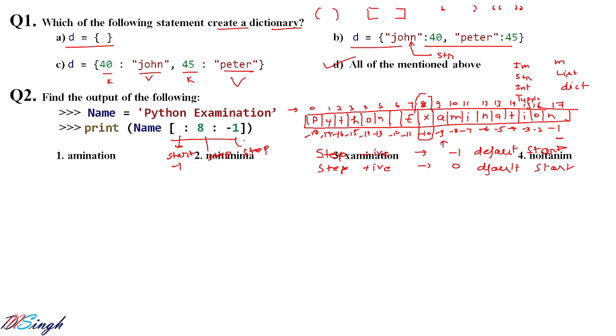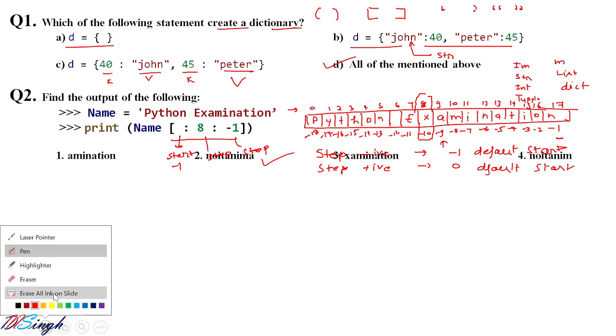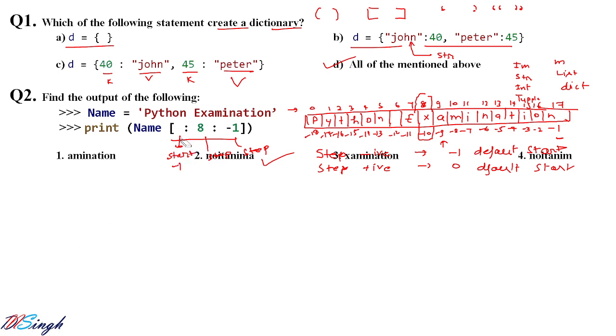So here you have some options associated with it. What is going to come? It is going to come NO, IEANIMA. So this particular option will be correct. I will remove some of the annotation from there, so that it will be easier for you to understand. I hope you understood. This is start, the second parameter is stop, and the last parameter is step. So option 2 is correct for this particular question.